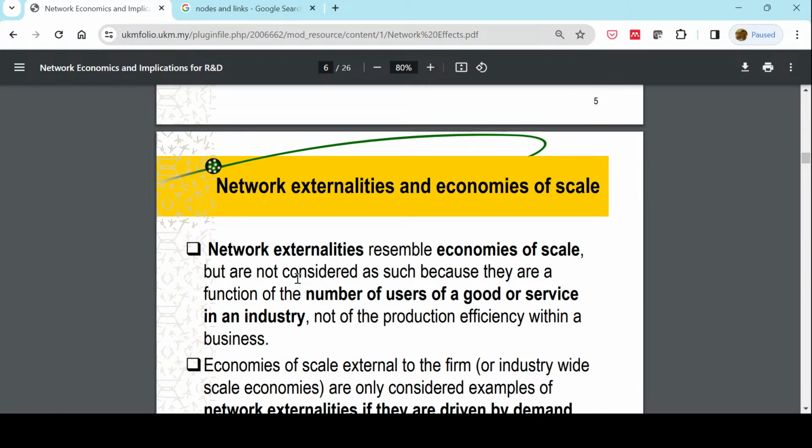So the difference between network externalities and economies of scale is that network externalities arise because of more users of that good or product. The product can be goods or services, and it depends on the number of users, more users. Network externalities feed into a positive feedback that leads to increasing returns.